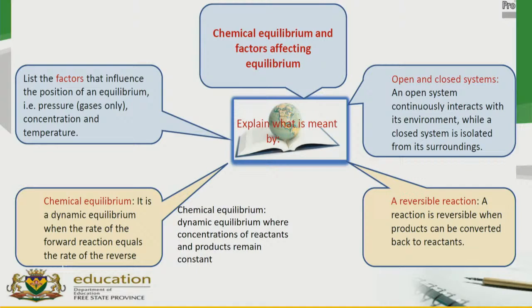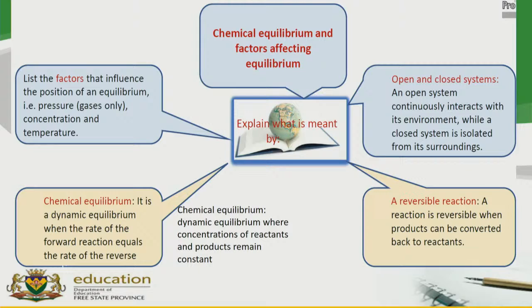Under chemical equilibrium, what is expected of you is to know what an open and a closed system are. An open system is one that continuously interacts with the environment, like the one we did now, where magnesium reacts with hydrochloric acid. It is an open system. In other words, nothing is sealed within a certain isolated system. A closed system is an isolated system. In other words, it is isolated from its surroundings. It does not interact with the surroundings.